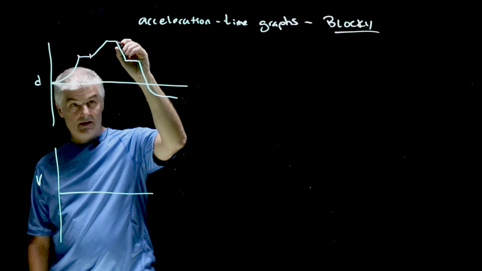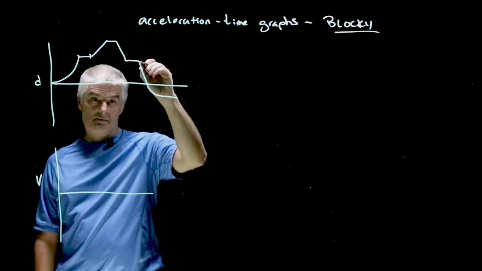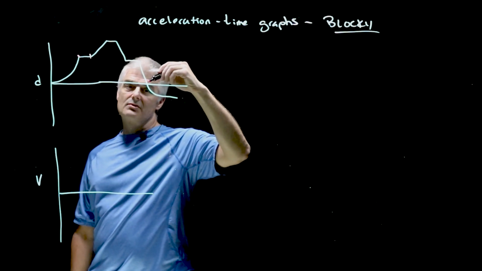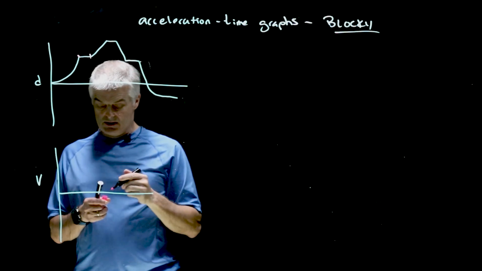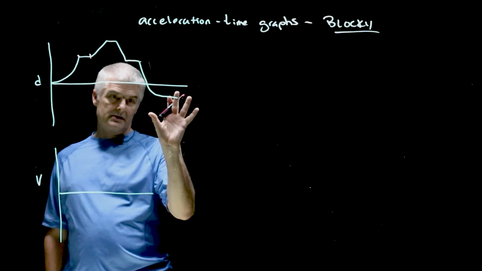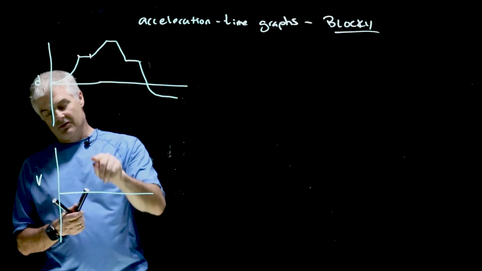Then they stop. Then they turn around and walk back at a constant velocity, and then they stop. And then they start walking faster and faster back towards the original place, and then go backwards, and then eventually stop. So what would a velocity time graph look like from this graph?